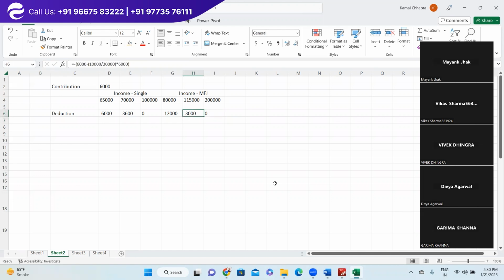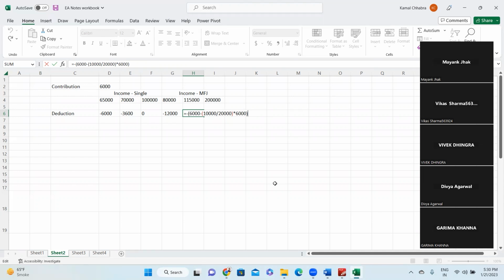Have you got it? How we calculated this one? If less than the phase out limit, 100% is allowed. If more than the phase out limit, nothing is allowed. When it is in between the phase out limit, we need to do this math.